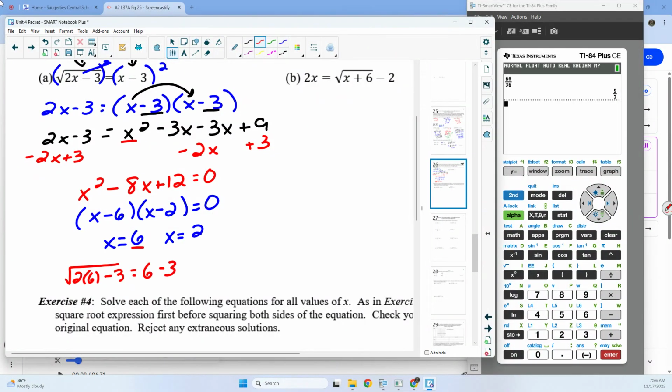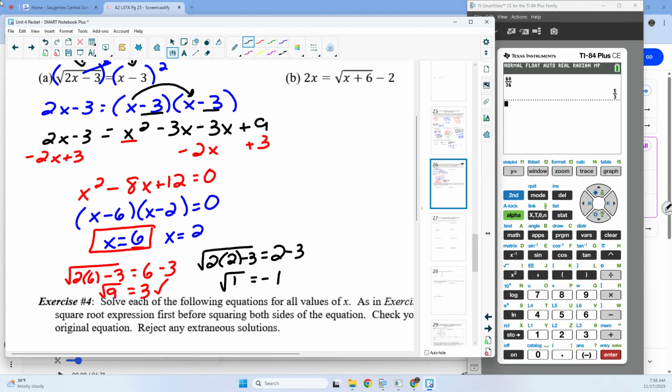So does the square root of 2 times 6 minus 3, so that's the square root of 9, equal 3? And the answer is yes, right? That is true, so this is a good answer. So the second one, does the square root of 2 times 2 minus 3 equal 2 minus 3? So this is the square root of 1. The square root of 1 is not negative 1.